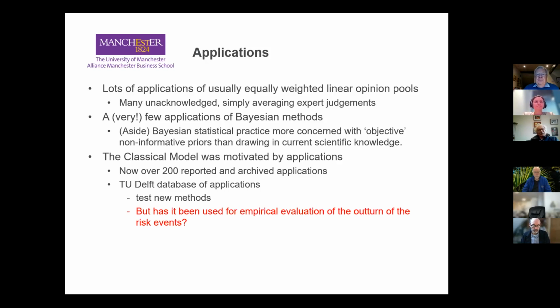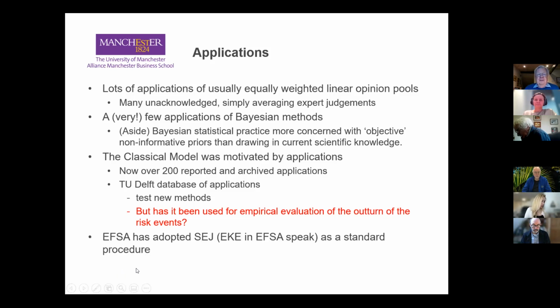The classical model was motivated by applications. There are now at least 200 reported and archived applications in a database, which was at TU Delft. I'm not sure if it's still there, or at RFF, or just on Roger's server, but there are a lot of past examples and past data which can be used to test new methods. I sometimes wonder, now we've got that number, we must know the outturn of some of the risk events, and it would be quite good to start calibrating our methods by looking outside. By and large, that database has been looked at for internal consistency.